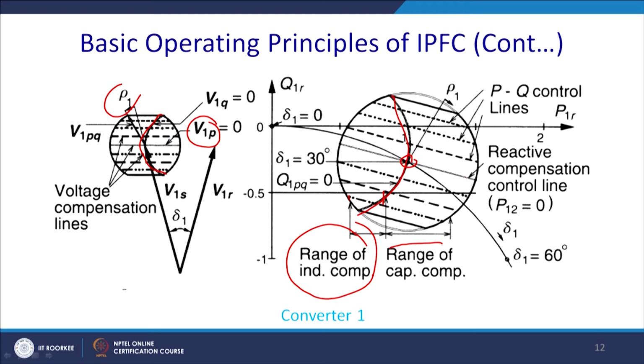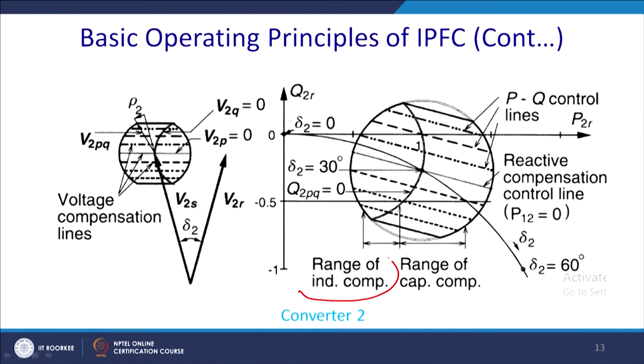Similarly, in this region of reactive compensation line control, you have no exchange of real power, P12 equal to 0. And this is the PQ line of P1R, Q1R, and this is the phasor diagram of converter 1. So, it will be something like a mirror image of converter 2. See that, it will change. The operating point will be the same. So, it will be V2Q.